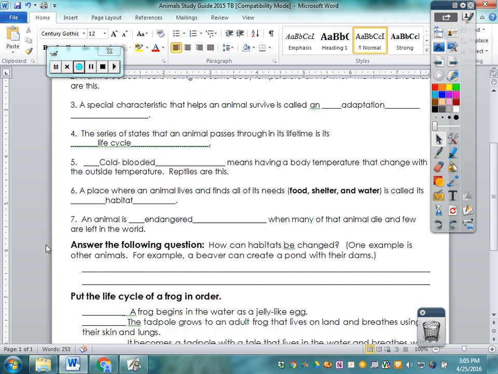And the reason is some of their habitats have been changed, and we've talked about how habitats can be changed. Habitats are places animals live, their home, and one example is something that changes habitats are other animals. Like, for example, a beaver can create a pond with their dams. They build up the sticks and make a dam, and then that blocks off a pond, and it makes a little stream, and it changes the habitat.